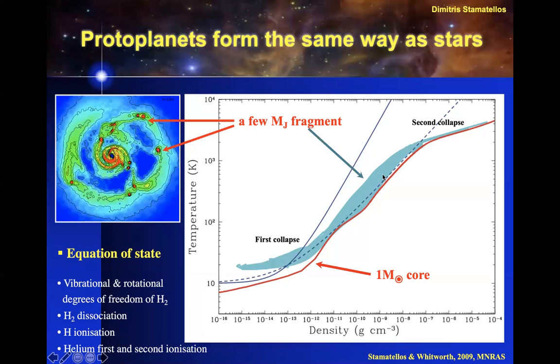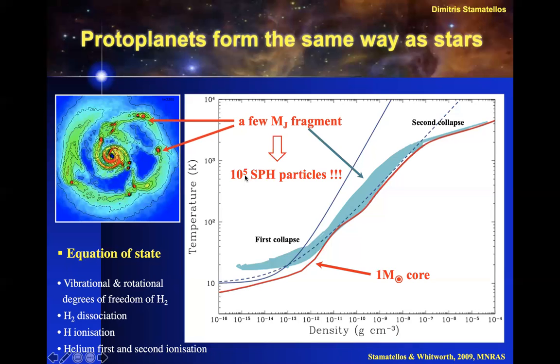And the phases that these fragments go through are similar to the phases of collapsing one solar mass core. The red line here corresponds to what happens at the center of one solar mass core. So the process of forming a planet in the disk by disk instability is in effect the same process that forms stars in much bigger systems.